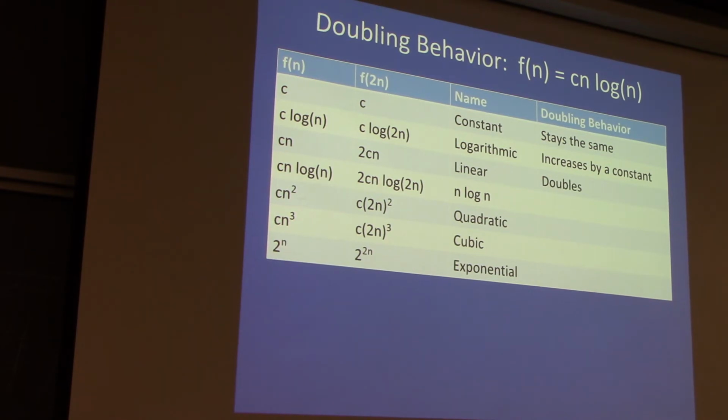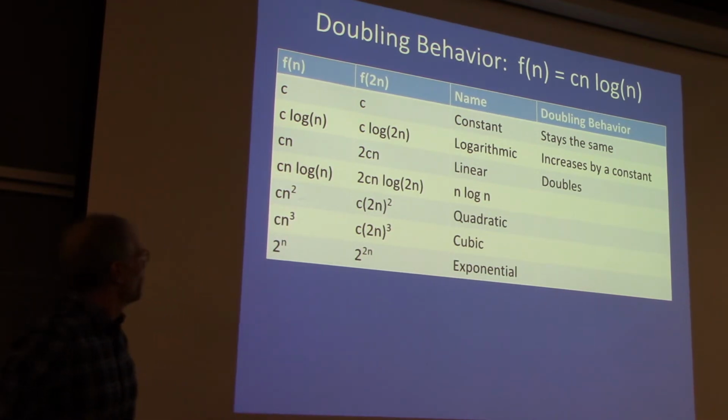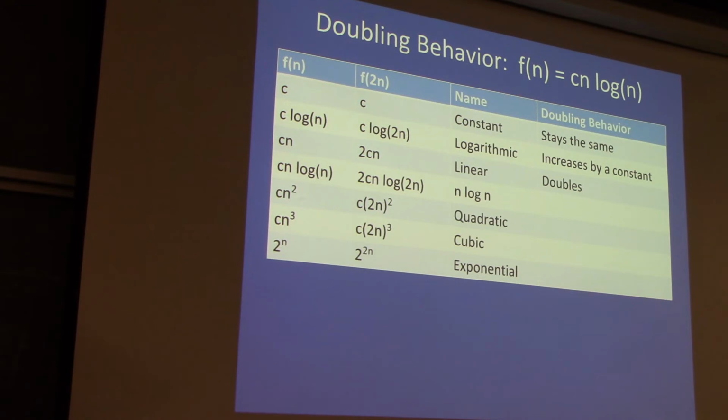Okay? So what about this next one? N log n, like quick sort or merge sort. So we've got Cn log n, and then when we double, we go to 2Cn log 2n. What's the doubling behavior for merge sort?